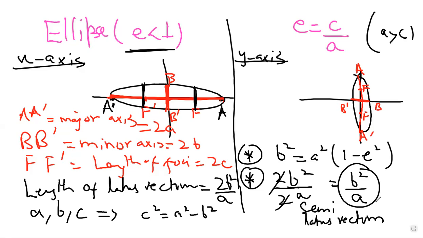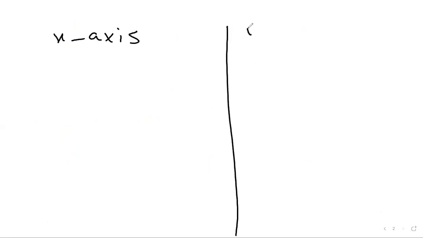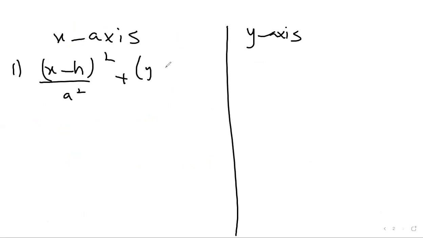Now, what is the difference? The difference is in the equation. This is for x-axis I'm writing. This is for y-axis. Number 1, (x minus h) whole square upon a square plus (y minus k) whole square upon b square is equal to 1. This is for x-axis, and the major axis will lie on the x-axis. It is indicating that it lies on the x-axis.